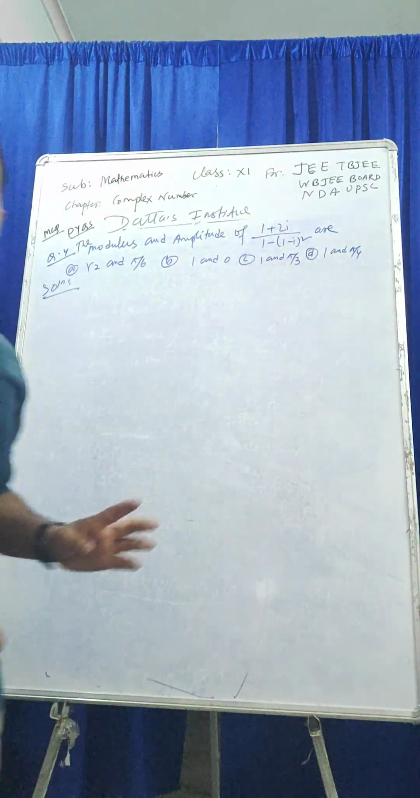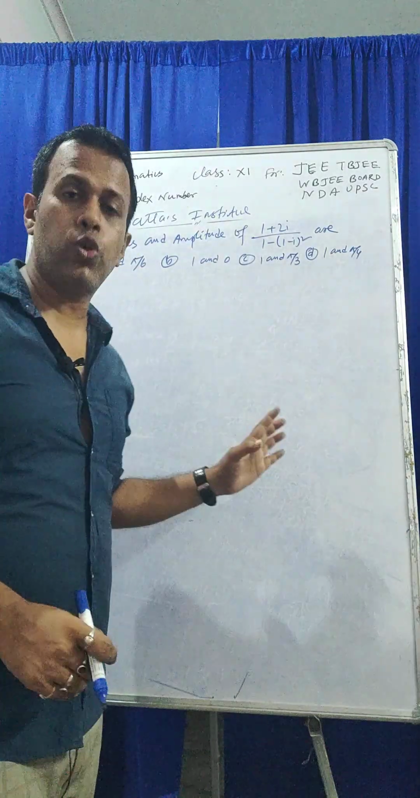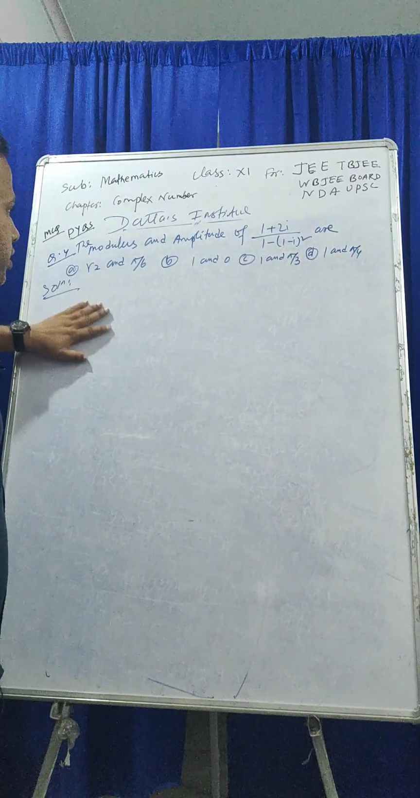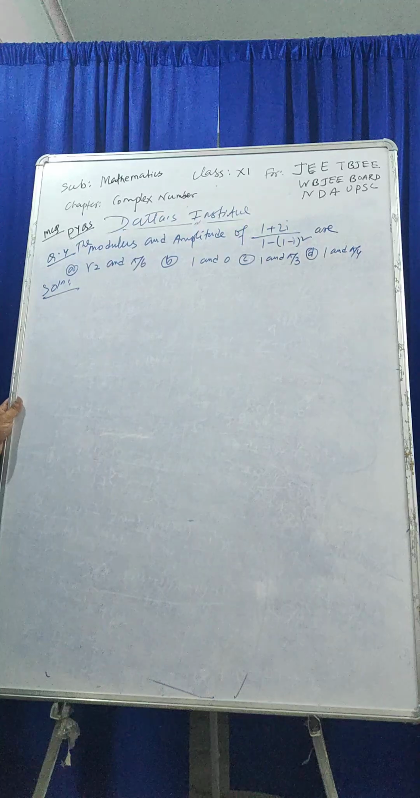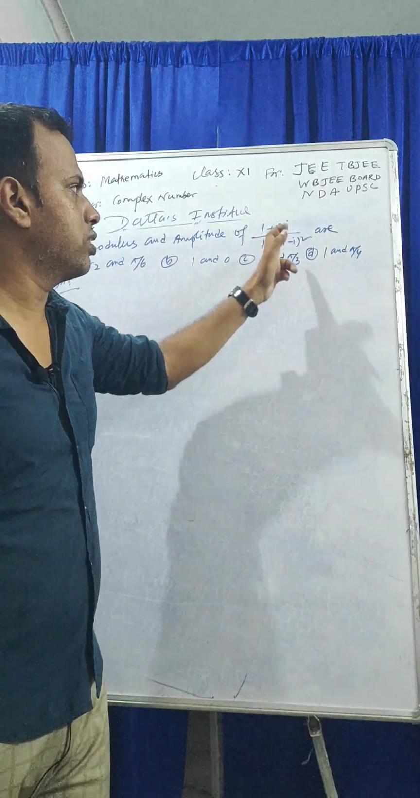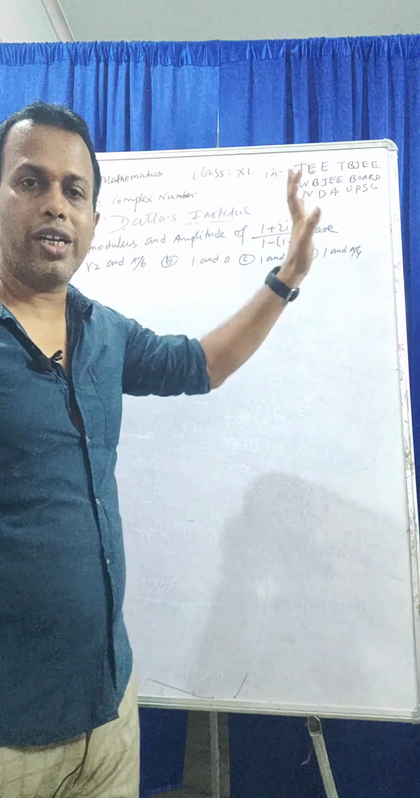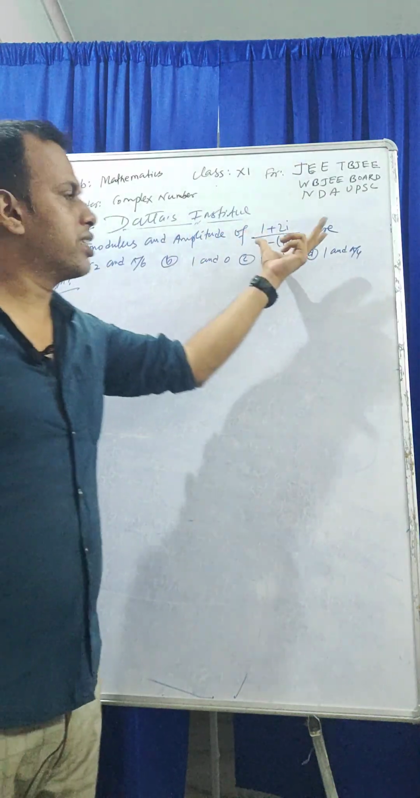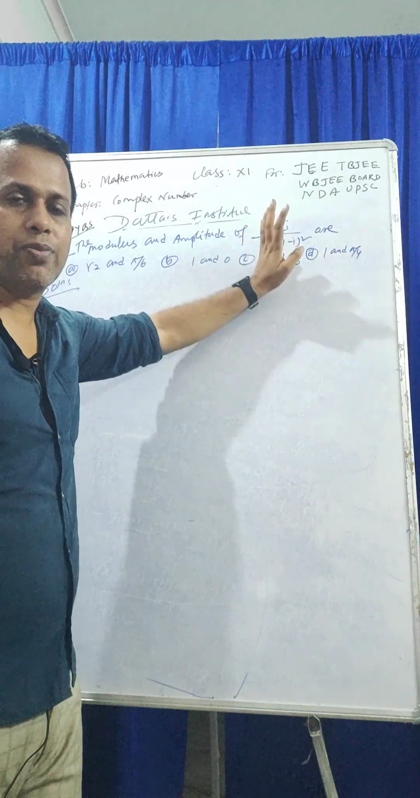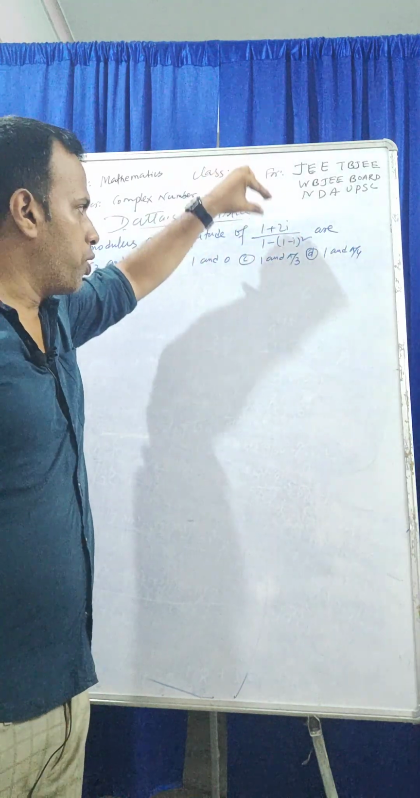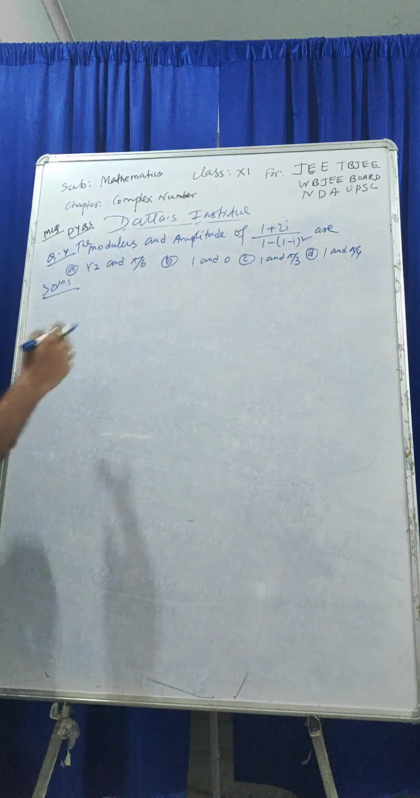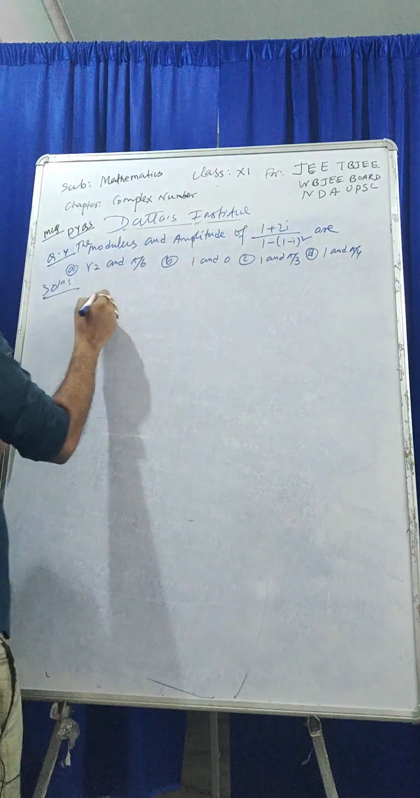So our next question, and this is the last question of this lecture. The modulus and amplitude of (1 plus 2i) by (1 minus i) whole square is what? Here is given an expression of a complex number, and from this expression we have to find out the modulus and amplitude. So now we have to simplify this complex number first.